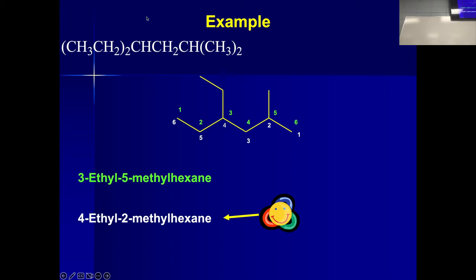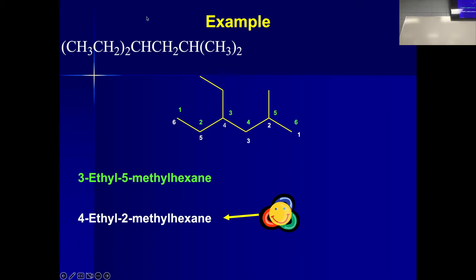Okay. Yeah. So you have to make sure you count both ways before you put the name together. Some of them will be obvious. This one wasn't necessarily obvious. But you have to know both ways in your numbering system to pick out the one that's going to be the most correct, right?